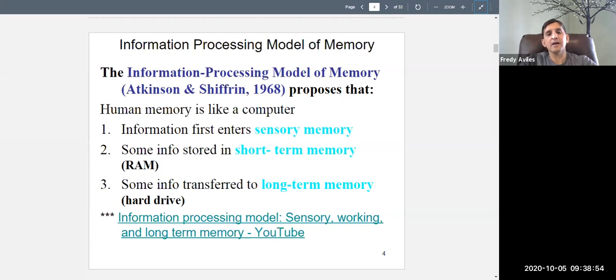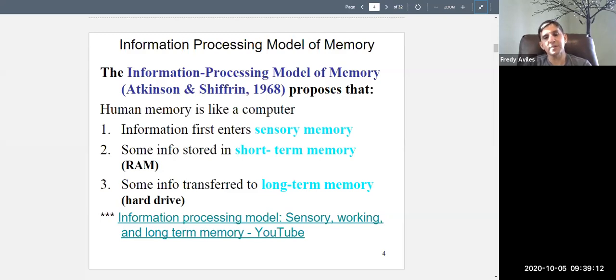And then there is a link there for the information processing model of memory, the link with the three little stars there. If we were in class, I would play that video for you, and it explains this model of memory, how memory works.